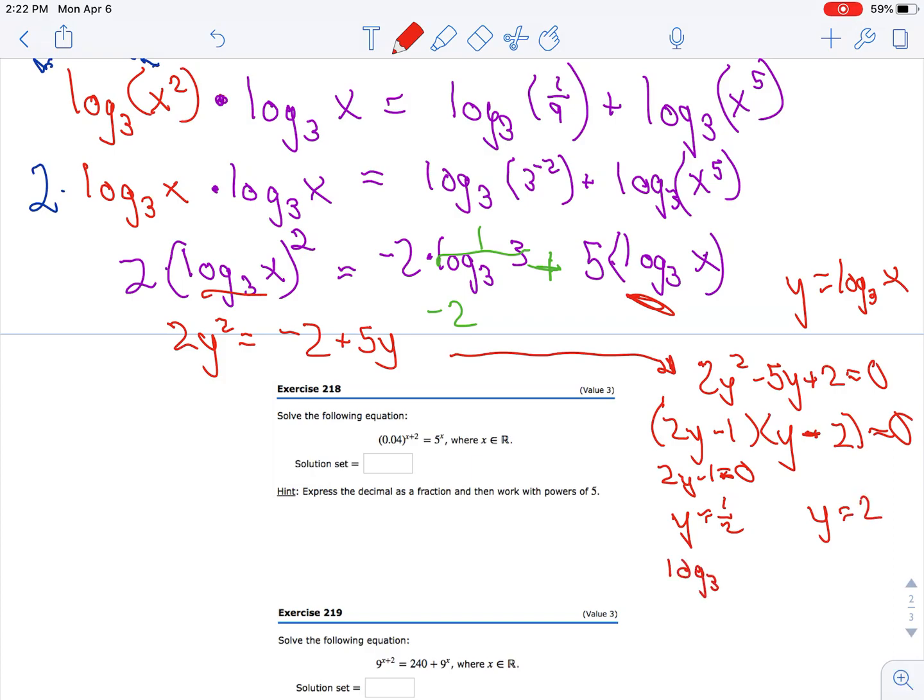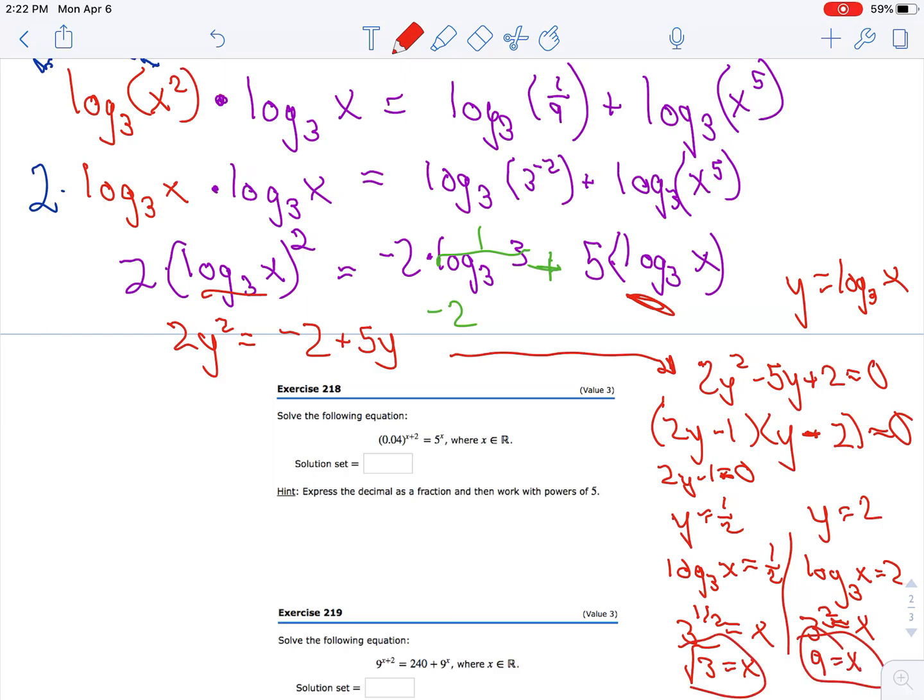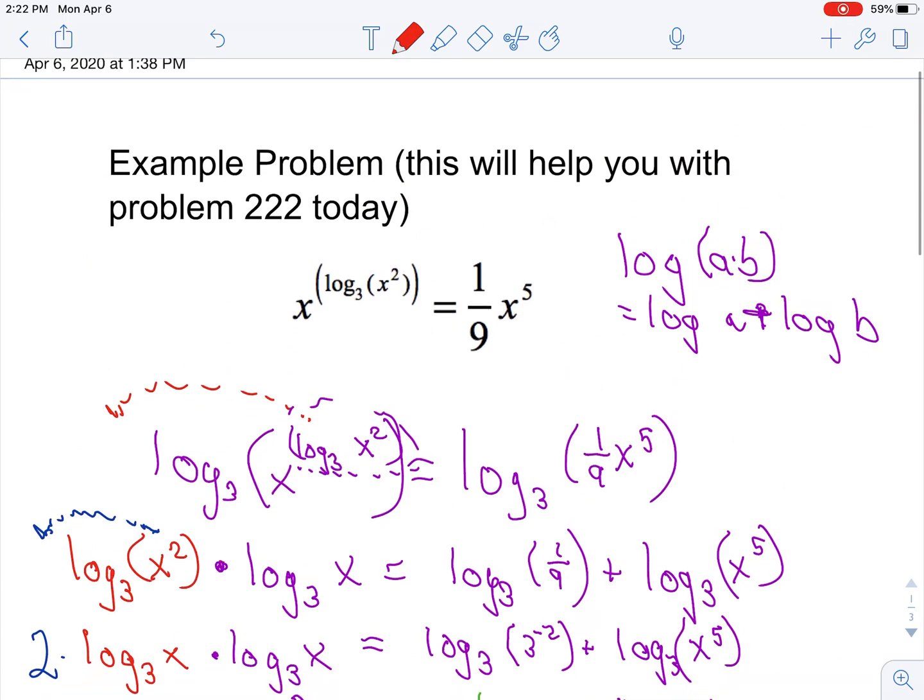What was y? It was log base 3 of x. So if log base 3 of x equals 1/2, think about how you could solve that. Anytime you've got a logarithmic expression like this, you could just say 3 to the power 1/2 equals x. And 3 to the power 1/2, of course, just means the square root of 3. That's one of your x's. And the other one is going to be log base 3 of x equals 2. So that's going to be 3 squared equals x, which will just be 9. So there's my solution set for this problem. Crazy, huh? My solution set is simply the square root of 3 and 9.